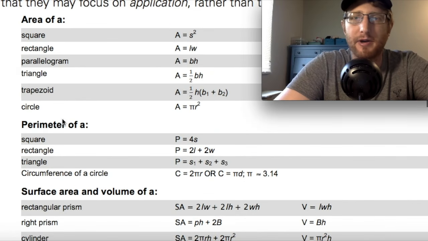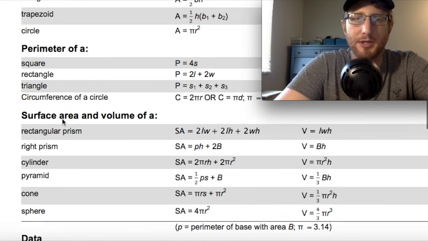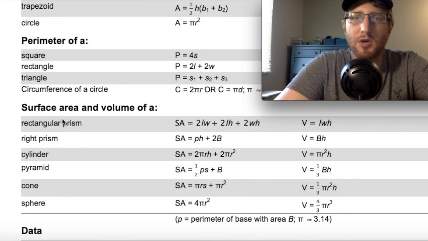It might have some minor variations, but this is about what I'd expect you to get. You can access this, just go on Google and type in GED formula sheet or something like that, and find the one from GED.com. That's probably the best way to get to this.